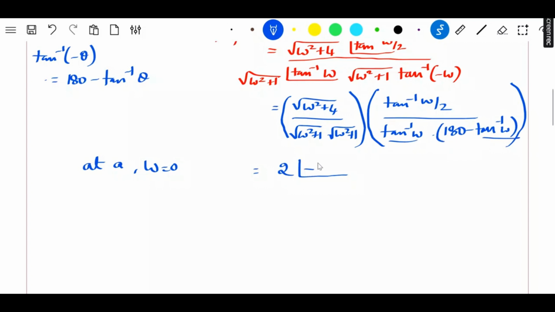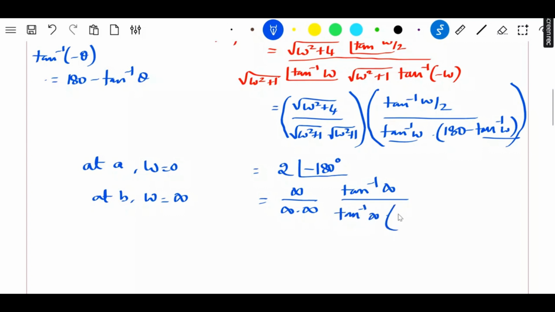If it goes to the numerator, it becomes minus 180. So this is the value at A. Now when I go with that B, where omega equals infinity, I will be getting infinity squared plus 4 is infinity, divided by infinity squared plus 1 is infinity. So here what we get is infinity divided by infinity into infinity into tan inverse of infinity divided by tan inverse of infinity into 180 minus tan inverse of infinity.